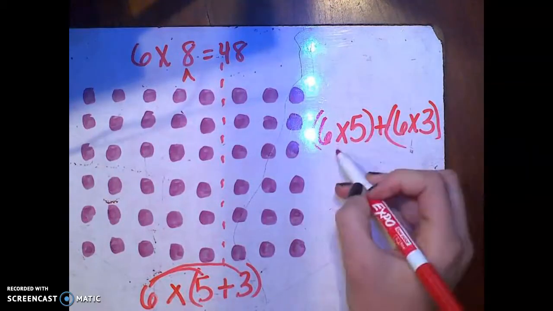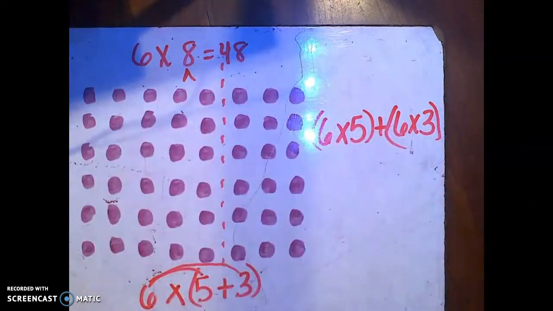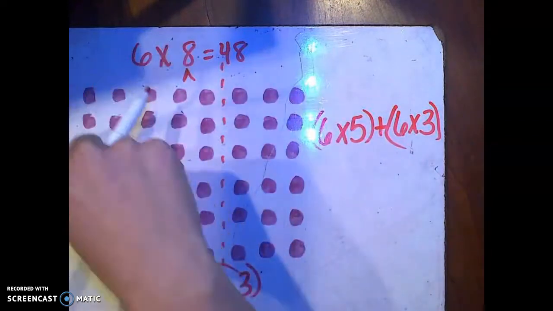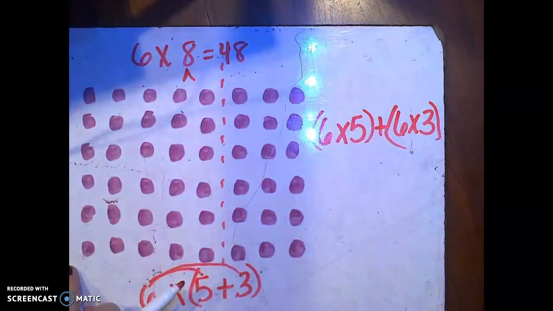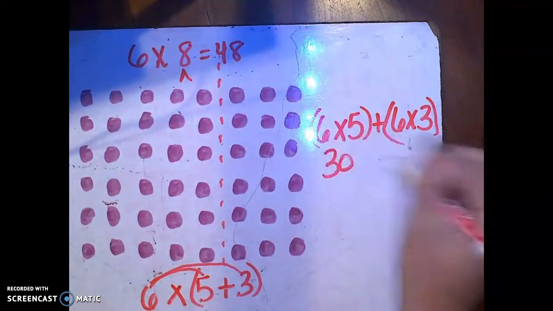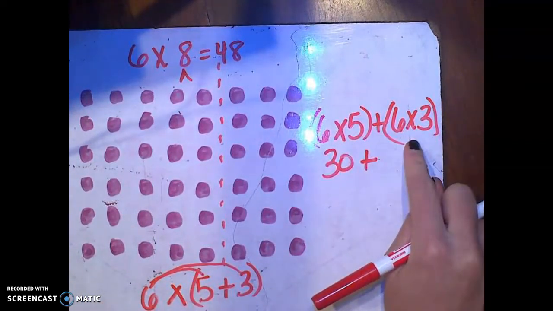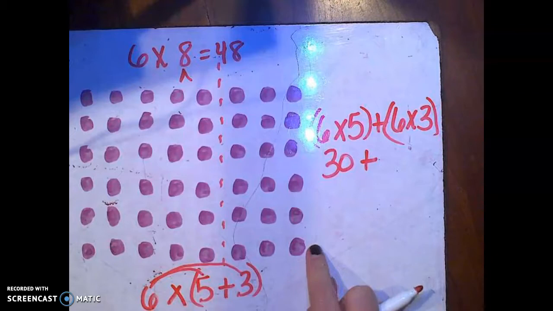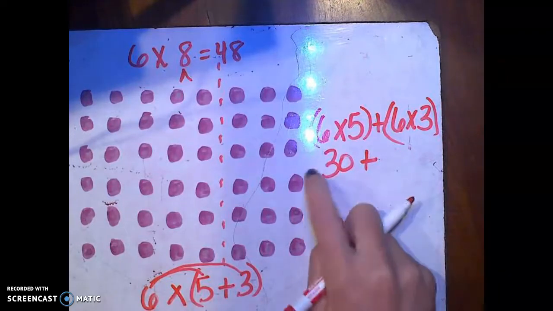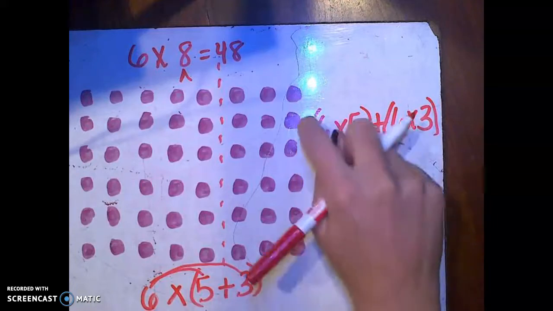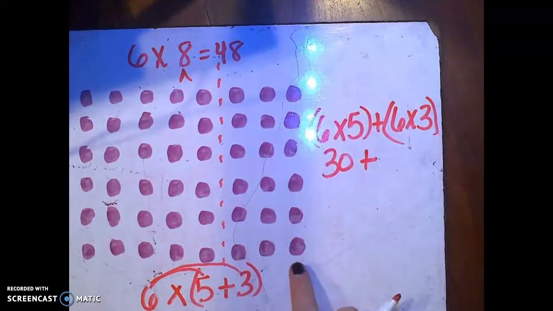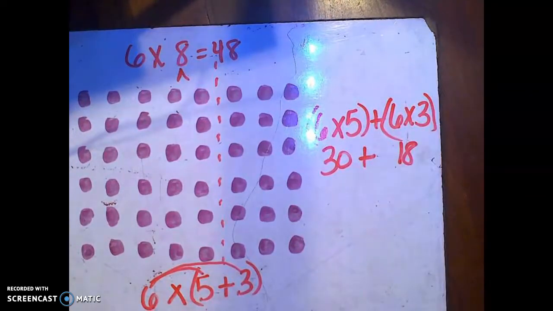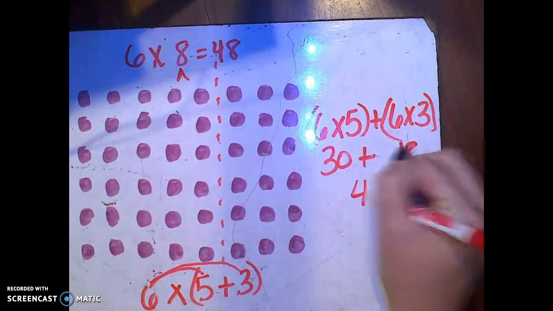Easy peasy, right? 6 times 5, and I can even count it. 5, 10, 15, 20, 25, 30. Counting the wrong way. 30 plus, and then 6 times 3. I could do it by 3s, or I could do it by 6s. I could say 3, 6, 9, 12, 15, 18, or I could say 6, 12, 18. Either way, 18. 30 plus 18 is 48.